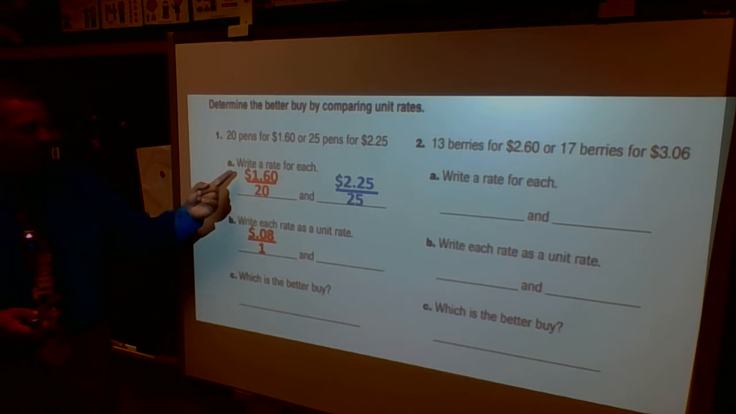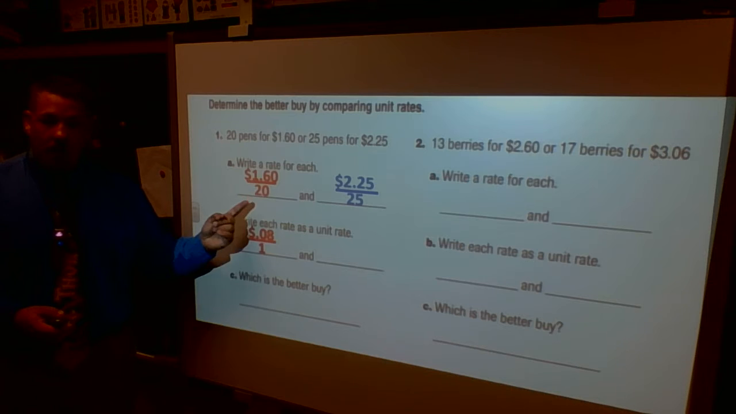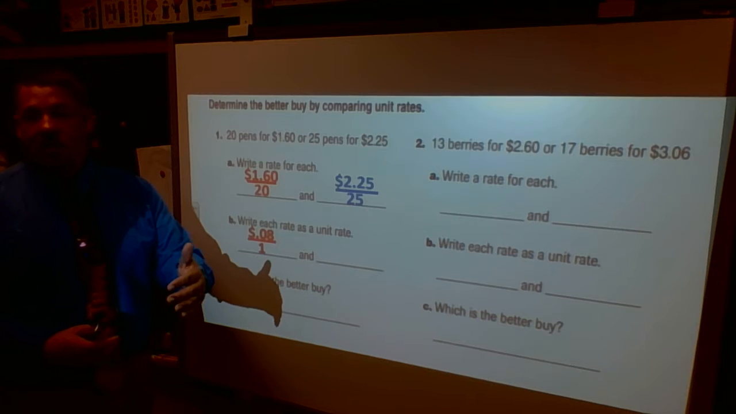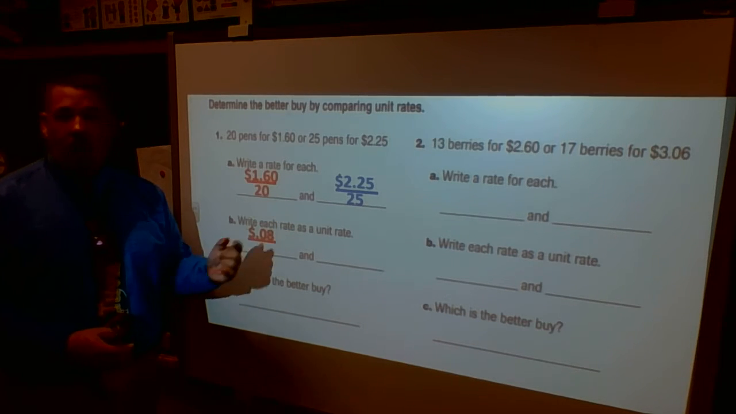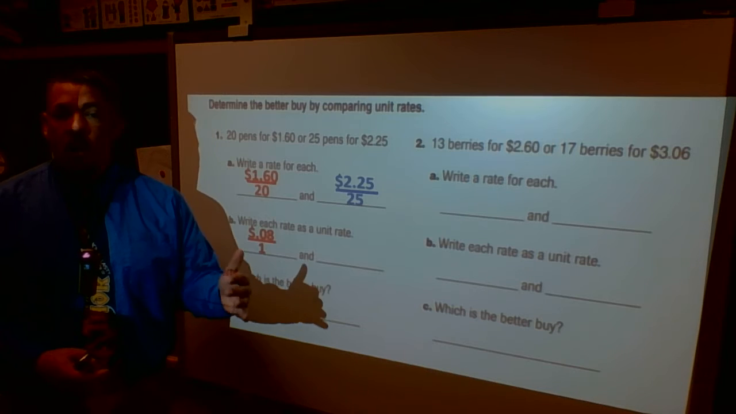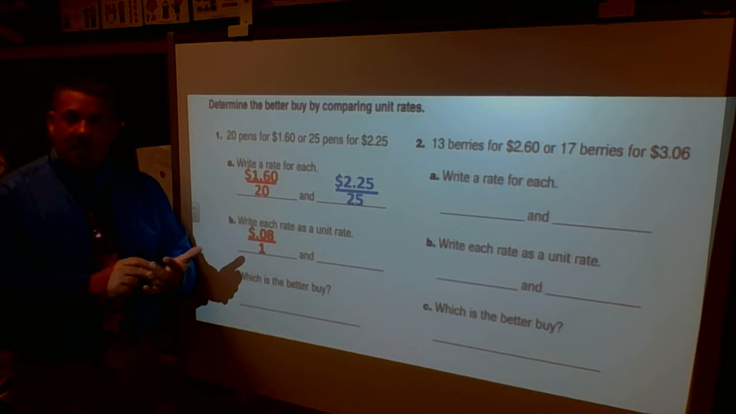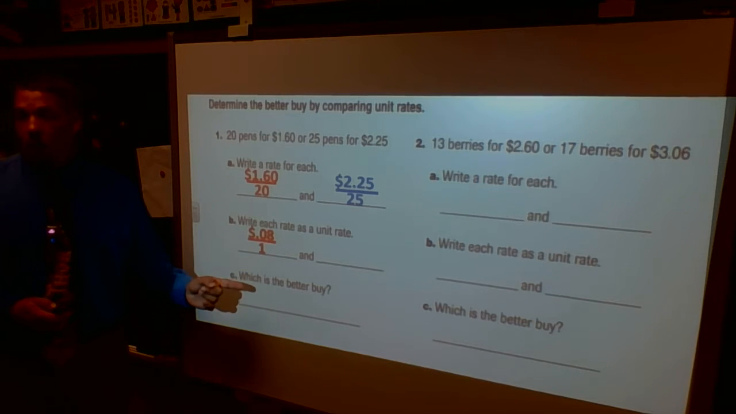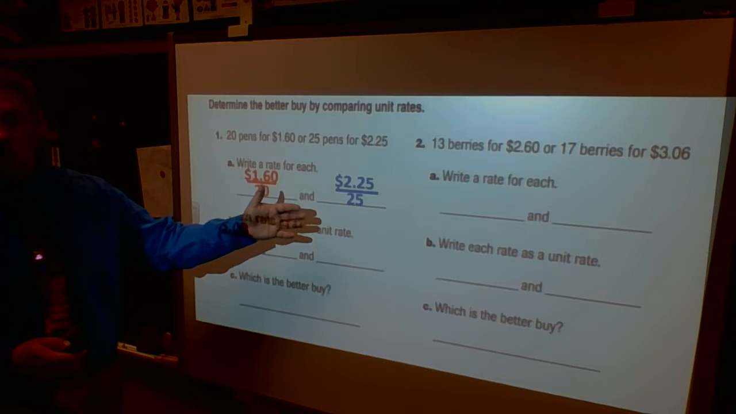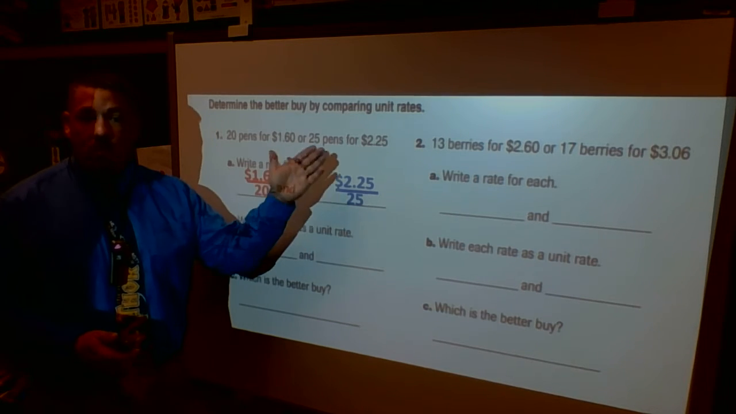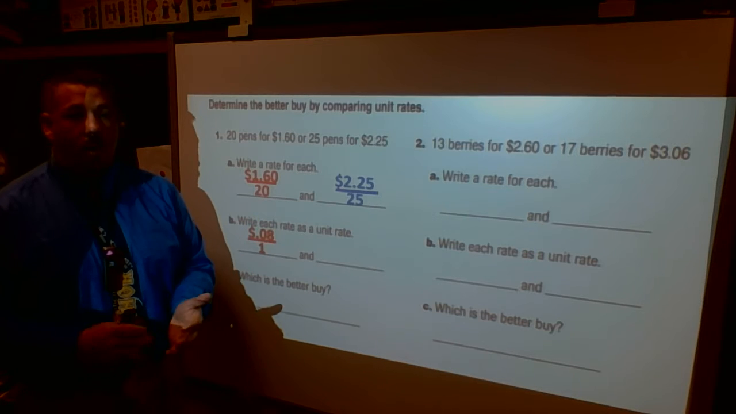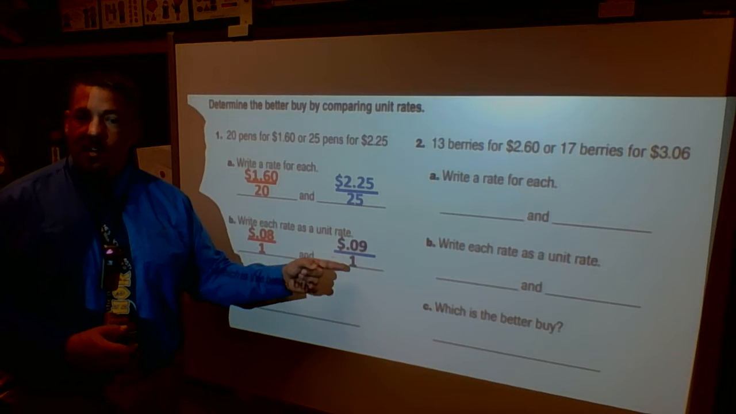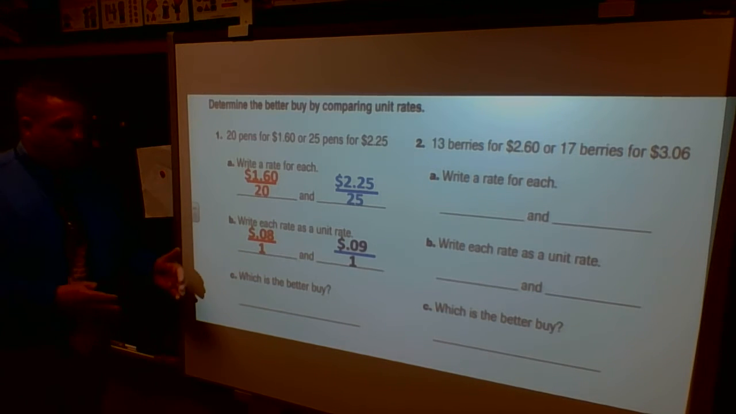So I'm going to divide $1.60 by 20, or I take my handy dandy calculator and I type it in first. Whatever's inside the division box, or my numerator, has to be typed into my calculator first, and then I can divide. So I can take $1.60 divided by 20, and I'm going to see that it's 8 cents per pin. Well, what about the one that's 25 pins? Same thing, numerator inside the division box. I'm going to take 2.25 and divide it by 25, and I'm going to see that those are 9 cents per pin.